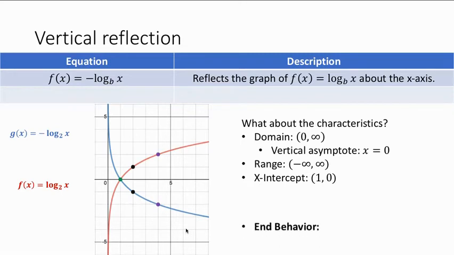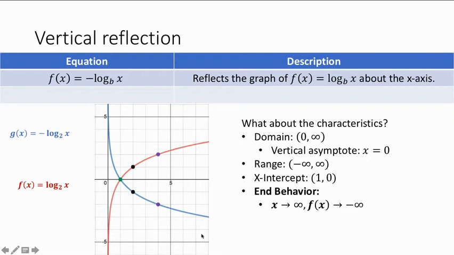My end behavior, however, is going to change. Now as we move to the right forever, as x goes to infinity, our f of x is going down forever to negative infinity. And as we move to the left to 0, our f of x is going up forever to positive infinity. So that's what changes when we have a vertical reflection.